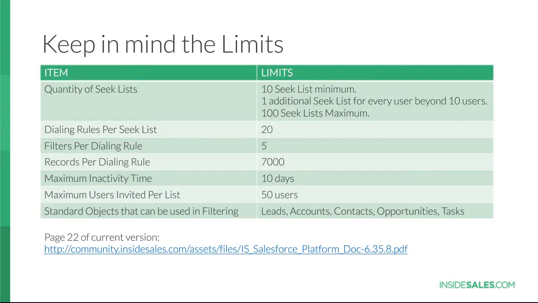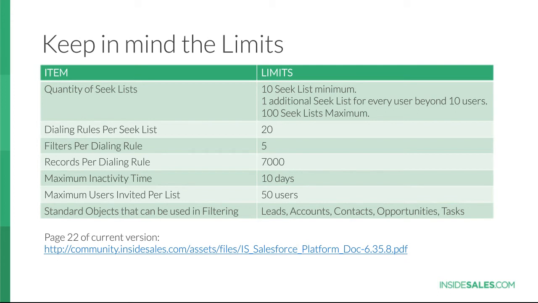Okay, then within the dialing rule we have up to 5 filters. So as you can see, we're kind of funneling down, right? Take 1 layer of that cake and you have 5 filters. Maybe think of those as ingredients. We can have up to 7,000 records per dialing rule, okay?